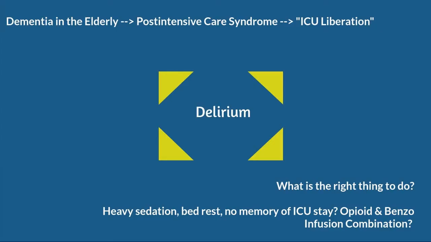The last 20 years have provided an explosion of research related to delirium in the adult population, dementia in the elderly, post-intensive care syndrome, and now to the ICU liberation period. To the journey towards ICU liberation, there is now a need to clearly understand delirium in pediatrics, and our gold standard treatments are now being questioned. What is exactly the right thing to do? Heavy sedation, bed rest, no memory of intensive care unit stay, opioid and benzodiazepine infusion combinations.